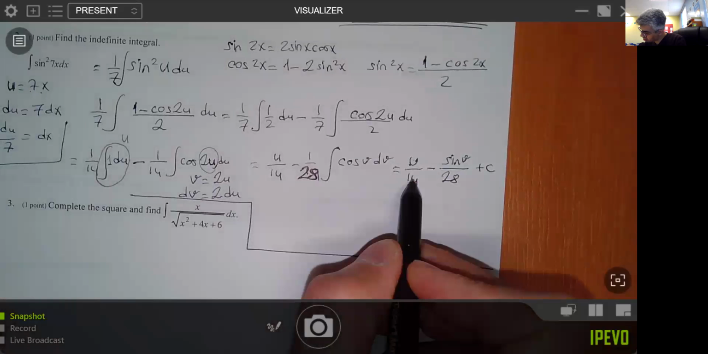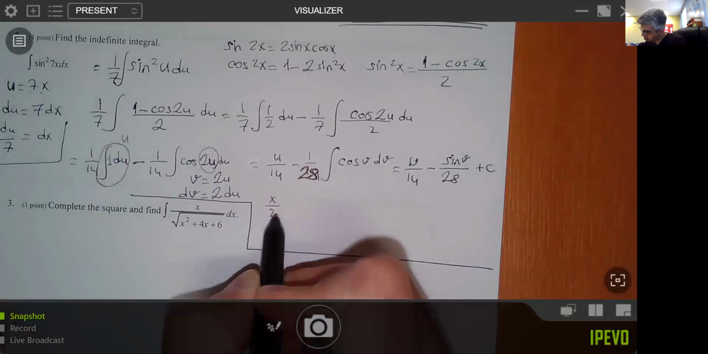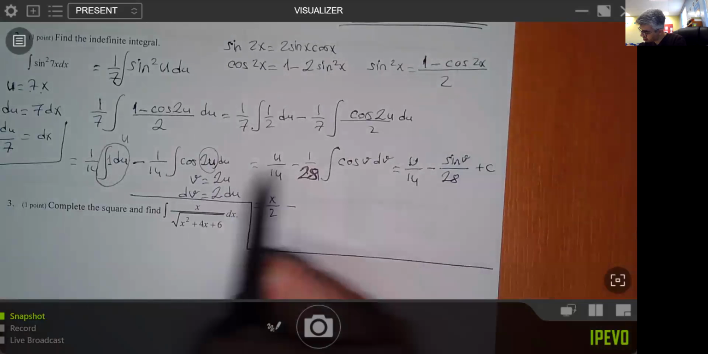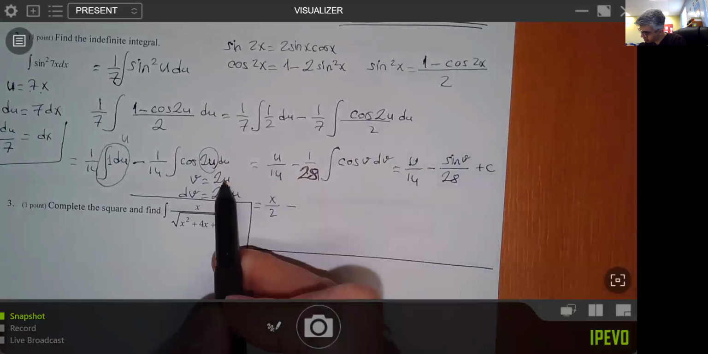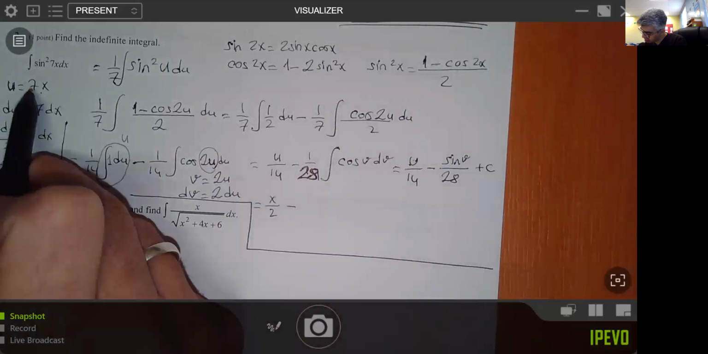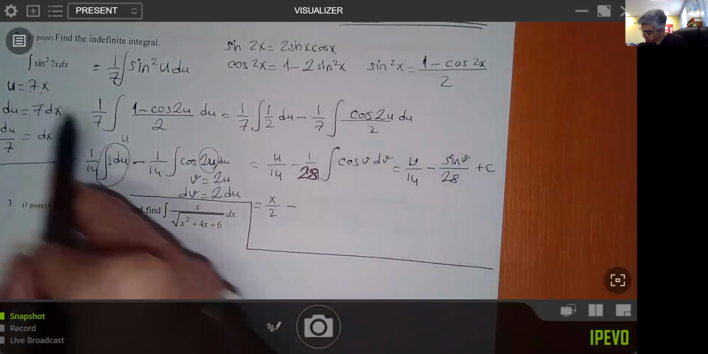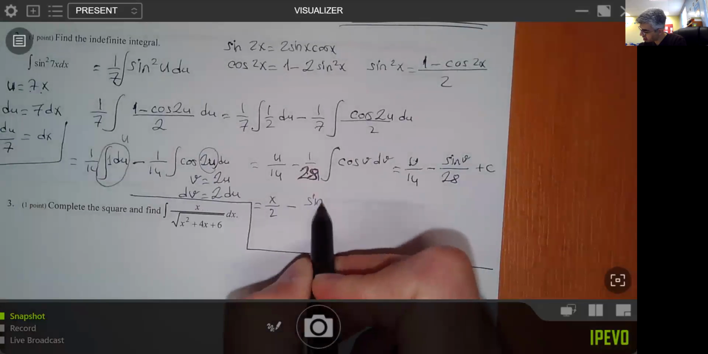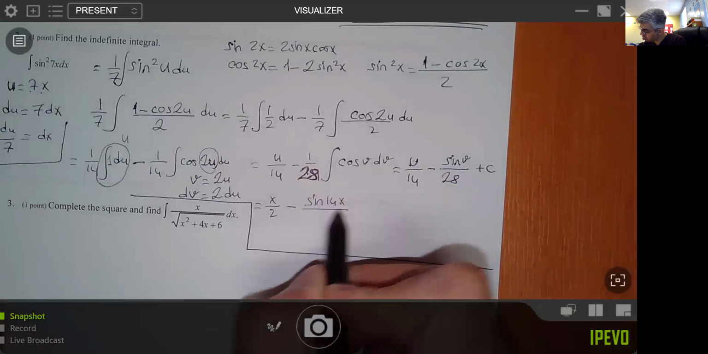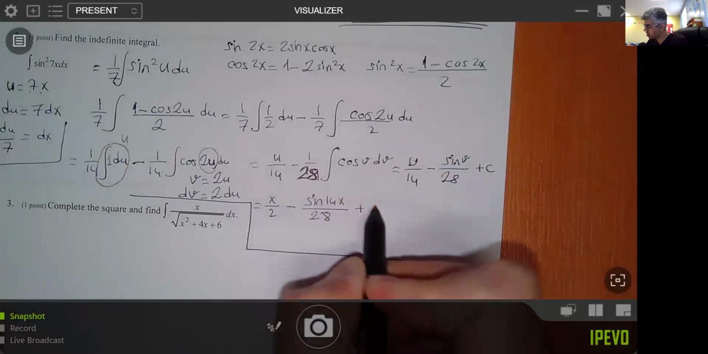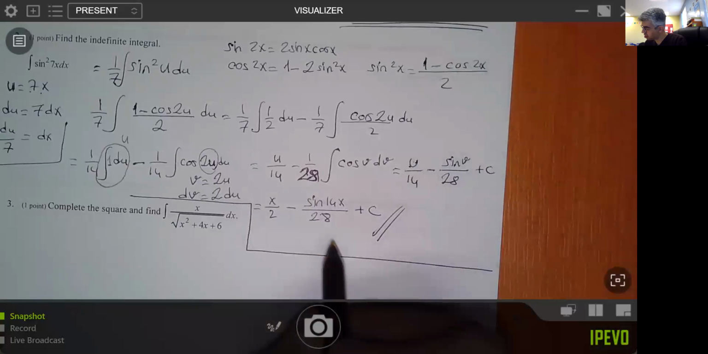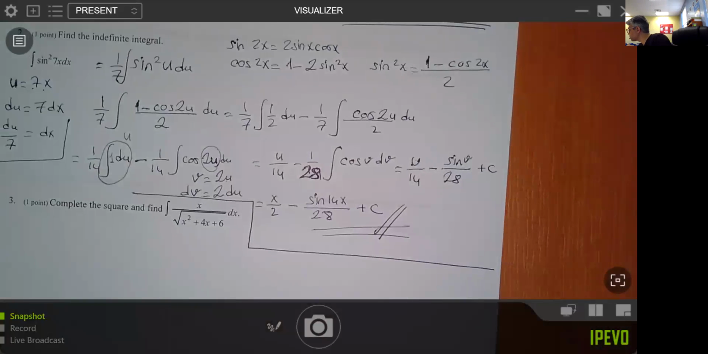7x over 14 will be x over 2. Okay, and minus sine v. V is 2u, right, guys? And u is 7x. So v is 2 times 7x, which is 14x. I have sine 14x over 28 plus c. So this is the final answer for the second question.